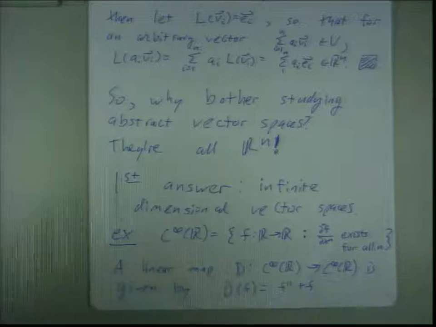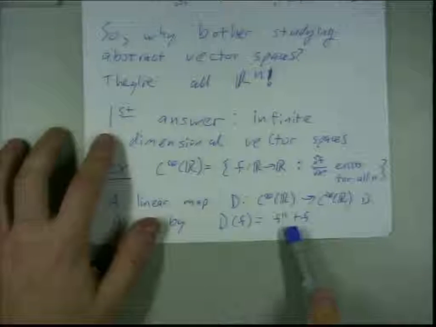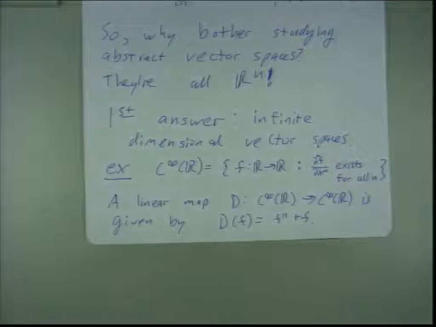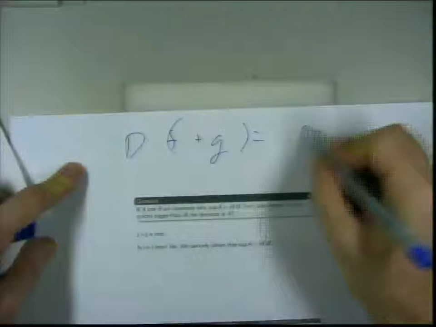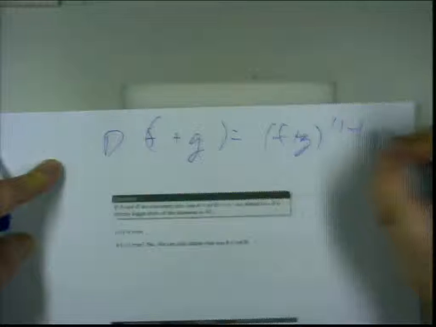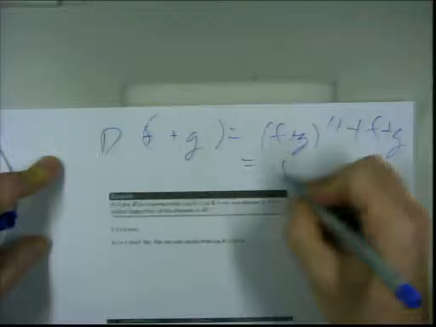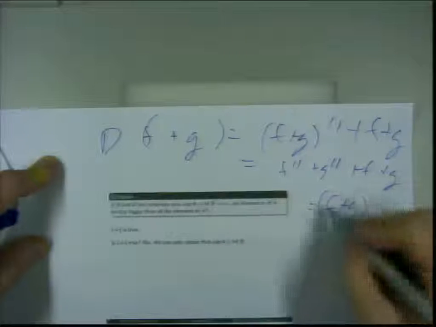For instance, you've got an interesting linear map on smooth functions to themselves, given as follows. You take a smooth function, and you send it to its second derivative plus itself. That's a linear map because if I take two functions, f plus g, that's equal to (f plus g) prime prime plus (f plus g). But because derivatives distribute over addition, I can rewrite it like this.